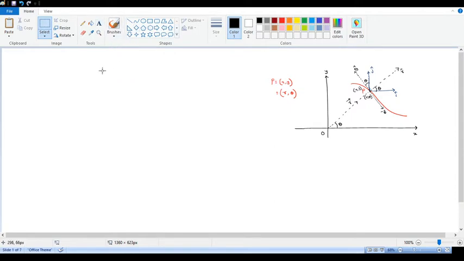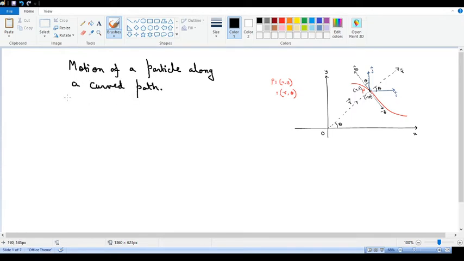Today's topic of discussion is motion of a particle. We will discuss motion of a particle along a curved path. It is a very interesting topic and it will help you understand the basic transformation from linear motion of the particle to more curved motion of the particle.